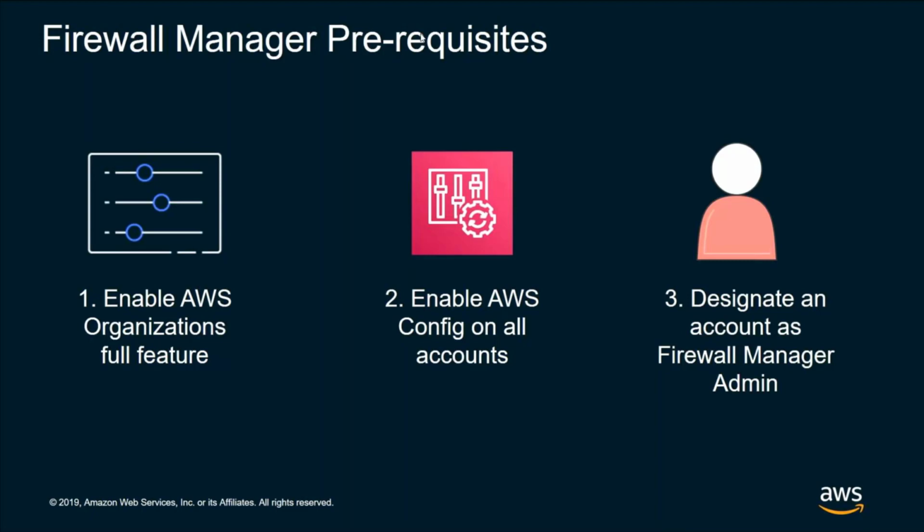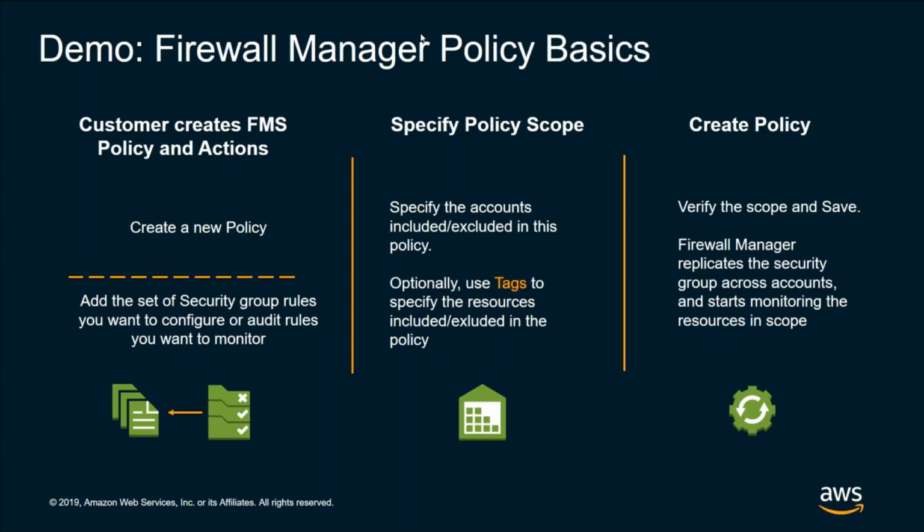Now, what does creating a policy mean? Let's look at some of these basics again for some of you who might be new to Firewall Manager. So creating a Firewall Manager policy means you of course go to the Firewall Manager console or use the APIs to create a policy, and you add a set of security group rules that you want to replicate or that you want to use as a set of audit rules, and you attach these set of security group rules to this policy. And of course we'll actually see how we do this in our demo, but you create a set of security group rules in the Firewall Manager administrator account.